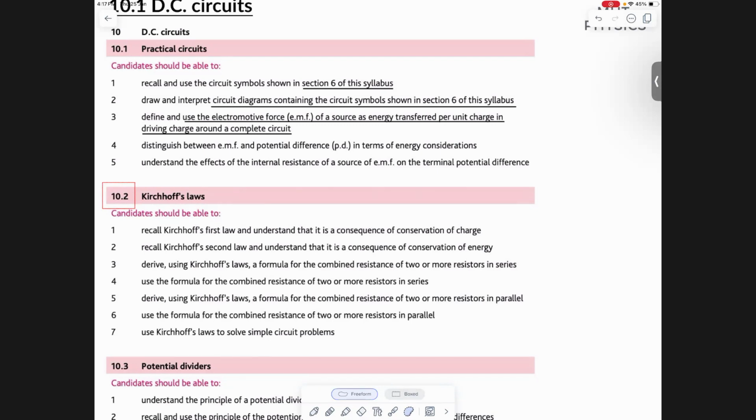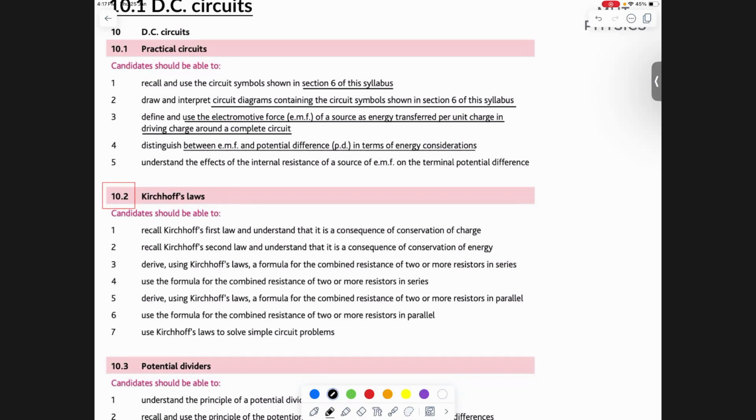Distinguish between EMF and PD in terms of energy considerations. We have done that. Fill in the blanks. EMF is the energy dash. PD is the energy dash. EMF is the energy in, PD is the energy out. Okay, in a circuit. So electrical energy into a circuit is known as what? EMF. And what is PD? The electrical energy out of the circuit.